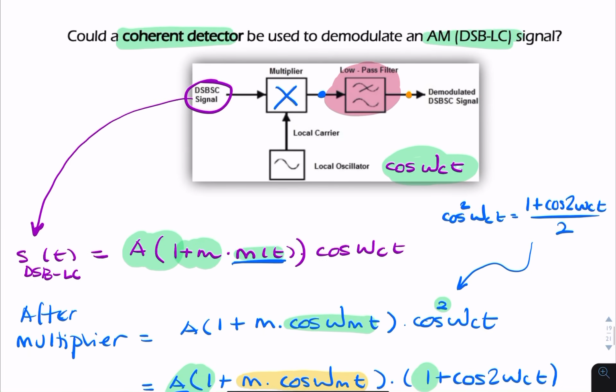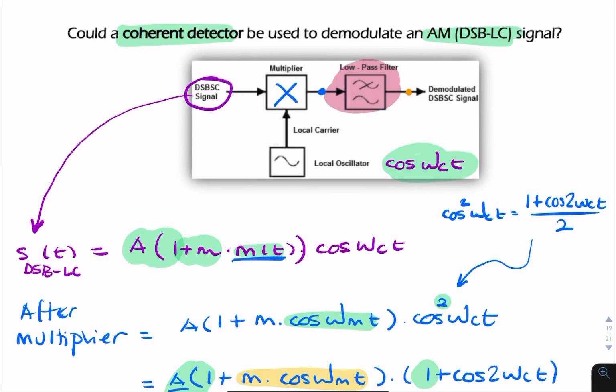So the answer to the question, could a synchronous detector be used to demodulate AM? Yes. If you're asked to justify this answer, you would need to follow the maths all the way through, from the input all the way to the output, showing the expressions at the input and output to each of these blocks.